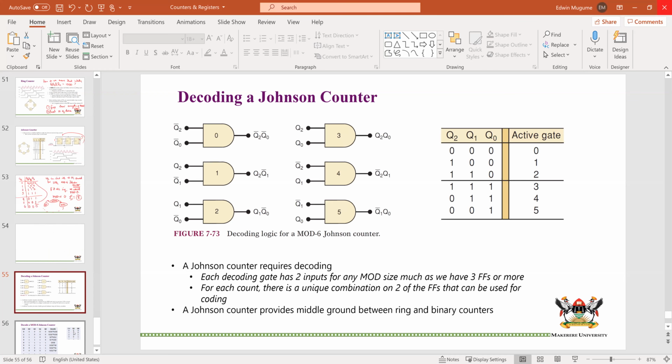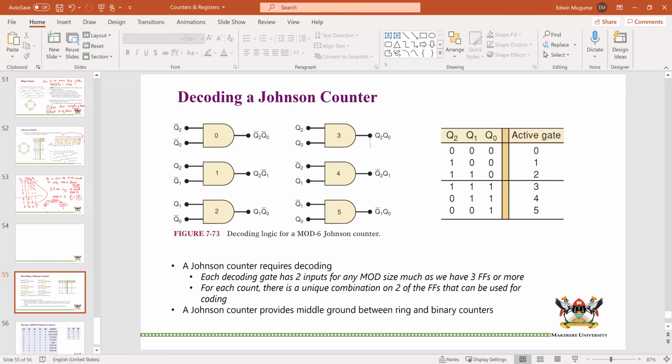So with the Johnson counter, we need to decode. What do I mean by decoding? It means I need to identify the state in which I am, the count. If I'm counting to 8, I need to know, am I at 6, 7, 5? That is decoding, and we saw this in the last lecture. So let us look at this case.